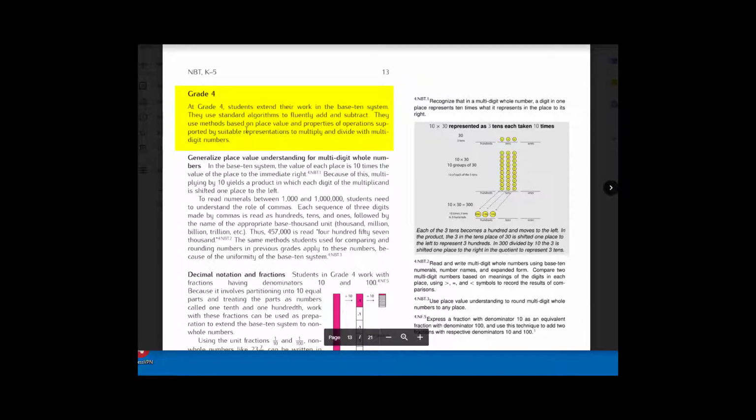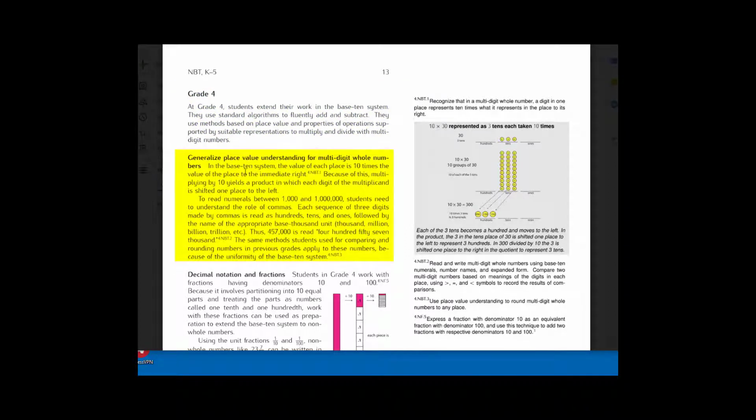They use methods based on place values and properties of operations supported by suitable representations to multiply and divide with multi-digit numbers. So they're saying that this area right here would benefit from concrete and representational phases. While they have to be fluent in addition and subtraction by the time they get into 4th grade, this is going to be their first experience working with representations of multiplication and division.